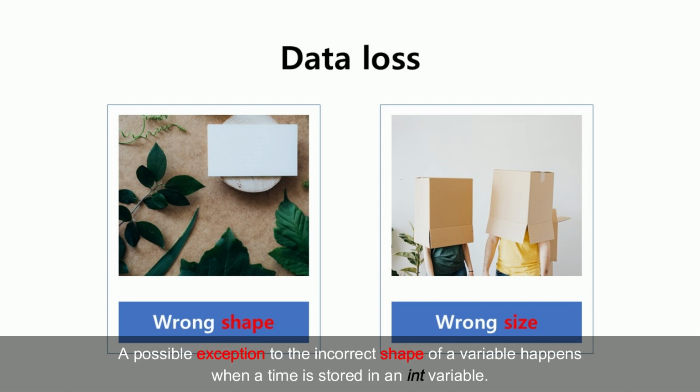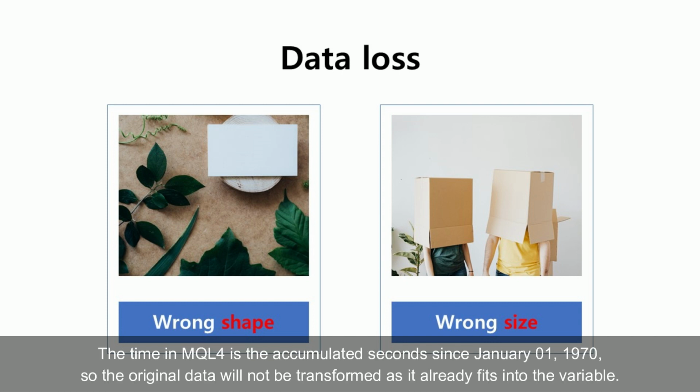A possible exception to the incorrect shape of a variable happens when a time is stored in an int variable. The time in MQL4 is the accumulated seconds since January 1, 1970, so the original data will not be transformed as it already fits into the variable.